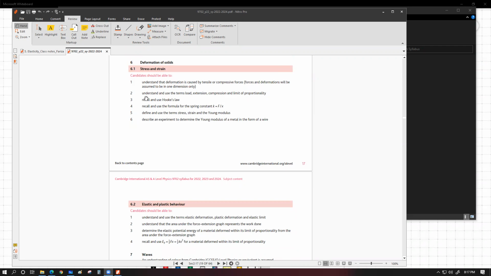Force and deformations will be assumed to be in one dimension, which means we are only going to consider the change of length. We're not going to consider the change of cross-sectional area. So we are only considering one-dimensional deformation. Understand and use the term load, extension, compression, and limit of proportionality.